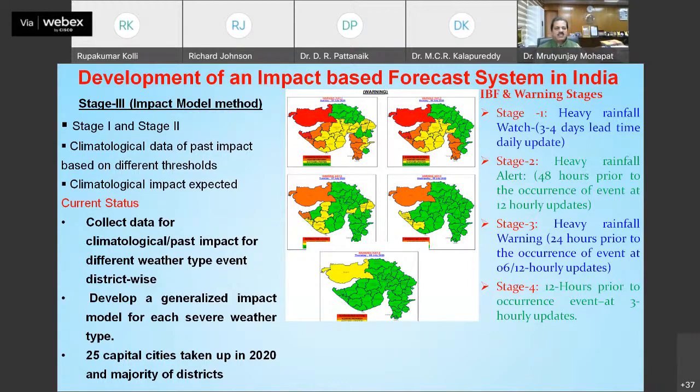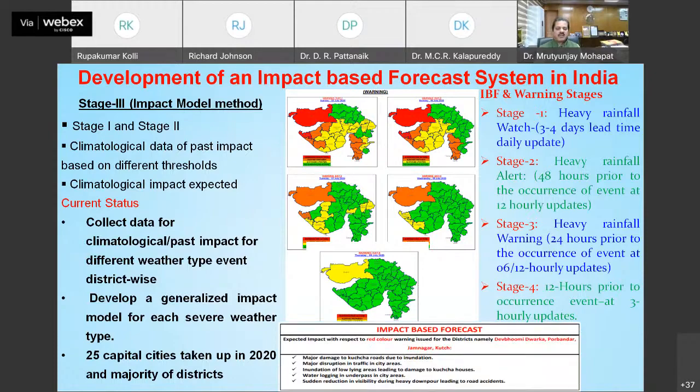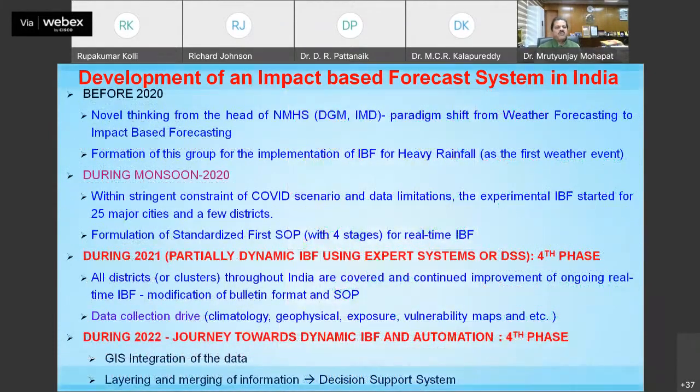While doing all this in stage three, we collected the climatological data of the past impact based on different thresholds. The climatological impact expected we considered based on disastrous weather events published by the India Meteorological Department since the 1980s. All this helped to have some kind of impact matrix at the district level and at the city level, and accordingly, impact was provided. So by 2020, in spite of the COVID scenario, we could come up with a standard operating procedure for 4-stage impact-based forecast at capital cities and all the districts.